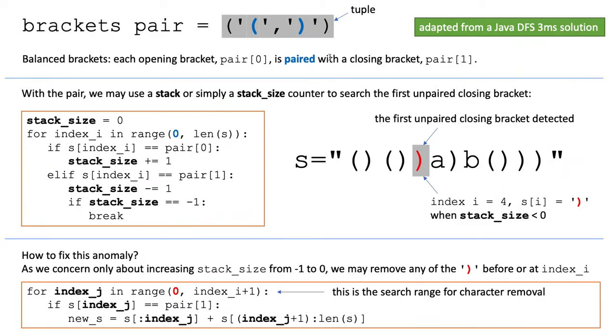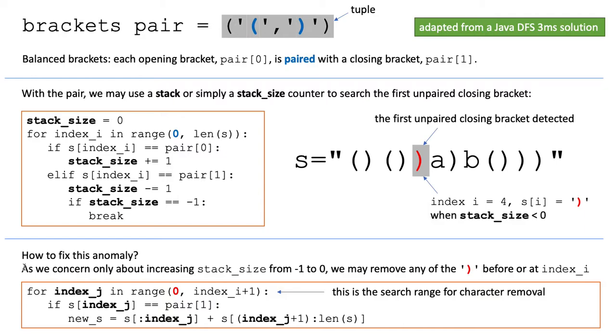First of all, we will use a tuple as a brackets pair. This tells the computer what character is the opening bracket and what character is the closing bracket. With the pair, now I will introduce two important concepts. First, how can we detect the first unpaired closing bracket? The answer is we may use a stack or simply a stack size counter for that purpose. And this is the code here. Please feel free to pause the video to read this code in some details. And this is an example here.